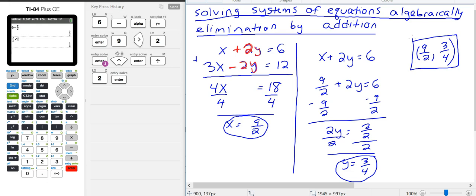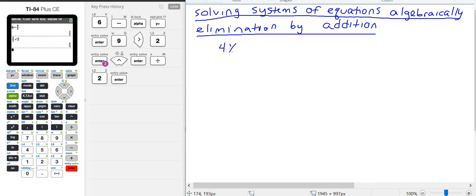Let's look at another example where we can use elimination by addition. 4x minus 7y is equal to 10, and x minus y is equal to 1. And we want to solve this using elimination by addition. We could also solve it using substitution, but we want to solve it using elimination by addition.